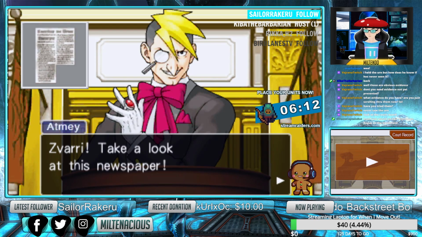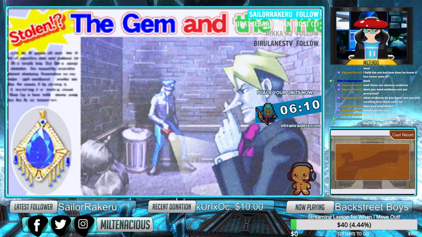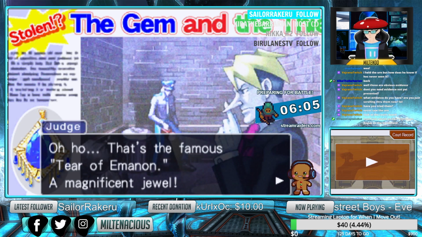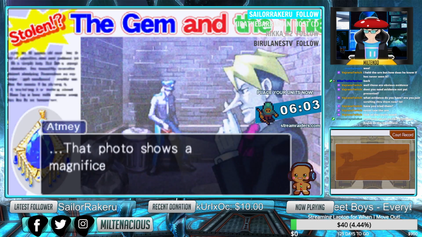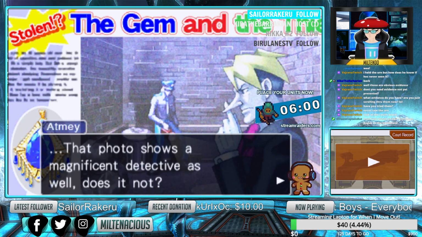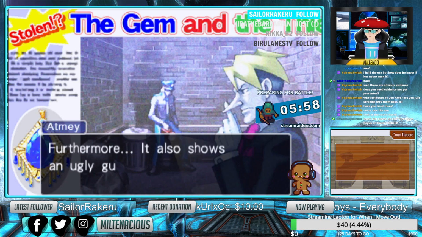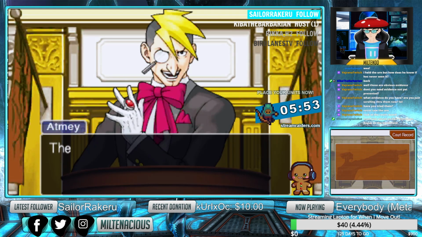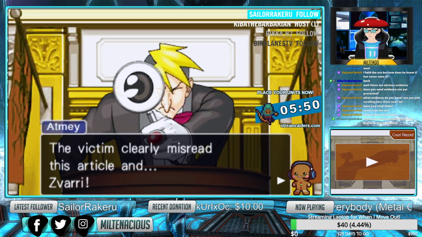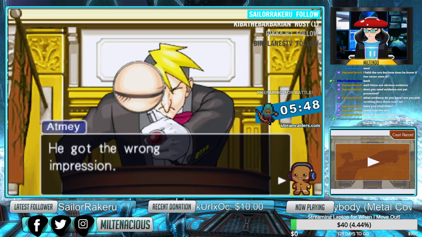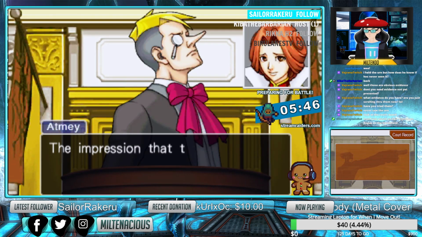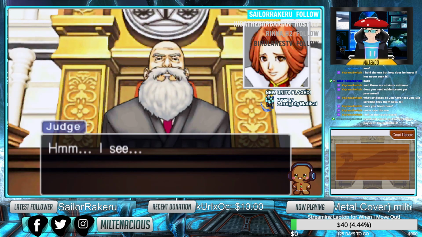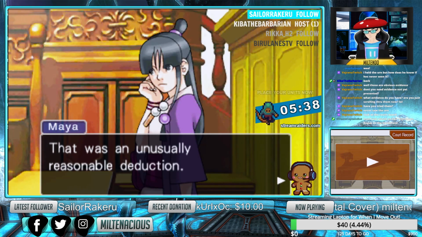Zvani, take a good look at this newspaper. Oh, that's the famous Tear of Emanon, a majestic, magnificent jewel. That photo shows a magnificent detective as well, does it not? Furthermore, it also shows an ugly guard, namely the defendant. The defendant? The victim clearly misread this article, and Zvani, he got the wrong impression. The impression that this ugly security guard was in fact Mask to Mask. I see. That was an unusually reasonable deduction.